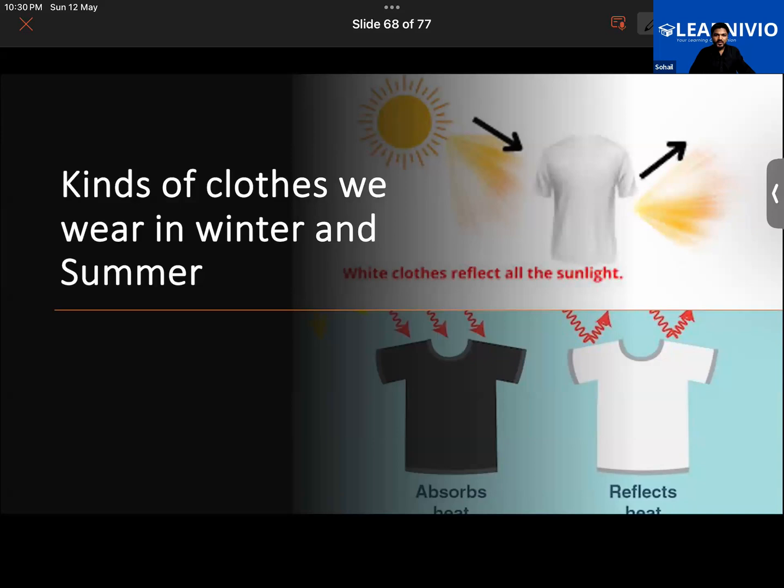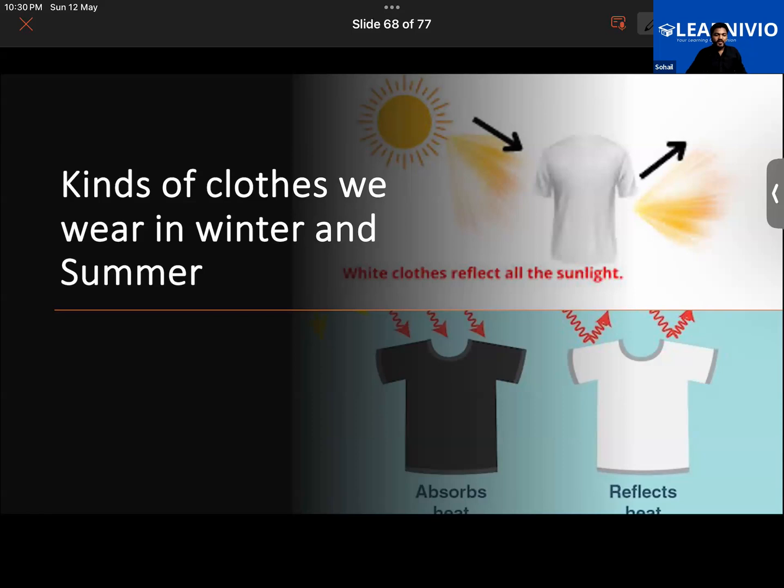Yes, sir. Now, why is it that in winters we are advised to wear dark colored clothes and the opposite in the summer season? You see, we talked about radiation, and we have studied that different objects are emitting radiation. Even the clothes will be radiating some amount of heat. Sir, we absorb also and radiate also.